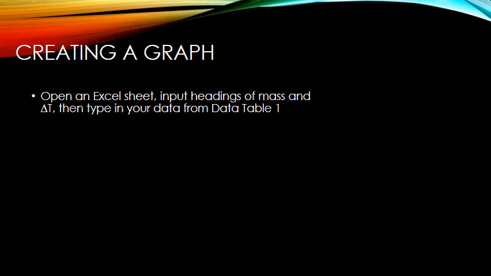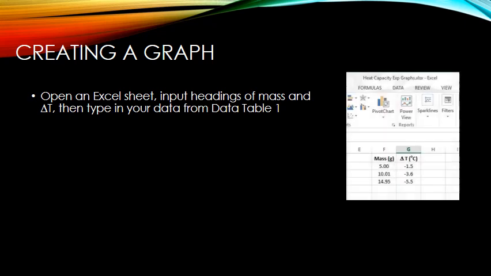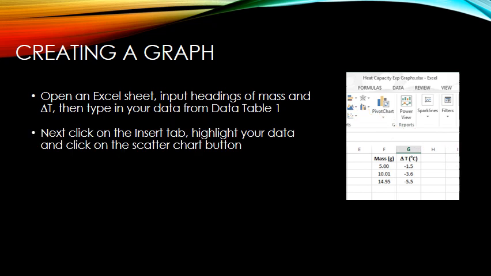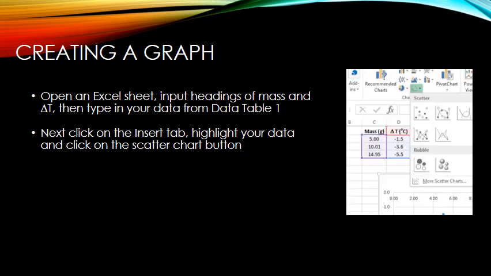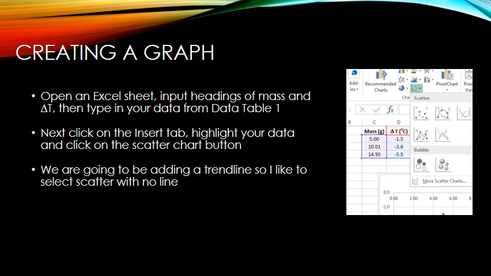So open an Excel sheet, put the headings of mass and temperature change, type in your data from your data table 1. Just a note, this is not actual data. Click on the Insert tab of the spreadsheet, highlight your data, click on the scatter chart. There's a bunch of charts on Excel. Some of them will even work for this. I like the scatter chart. I also like to do the scatter chart with no lines because we're going to be adding a trend line to find the slope. So here's our chart so far.